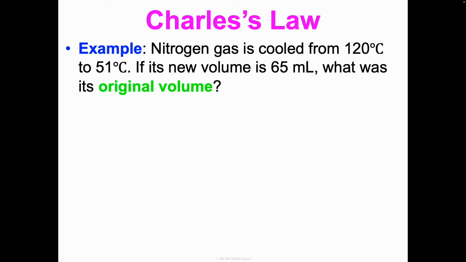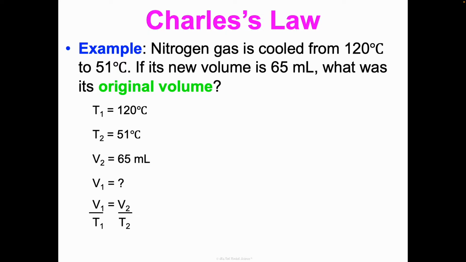Okay, let's analyze. What do we know? We know the initial temperature was 120 degrees Celsius, and the final temperature, the new temperature, is 51 degrees Celsius. If its new volume is 65 milliliters, that's our V2. What was its original volume? We're looking for V1. Now, let's diagnose. We have temperatures and we have volumes. If you look at your reference sheet, what's the only equation with temperatures and volumes? It's Charles's, which is V1 over T1 equals V2 over T2.